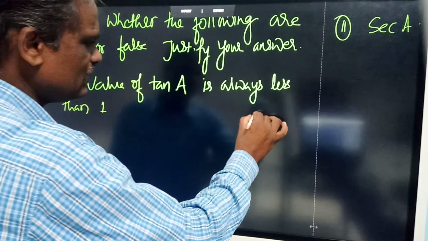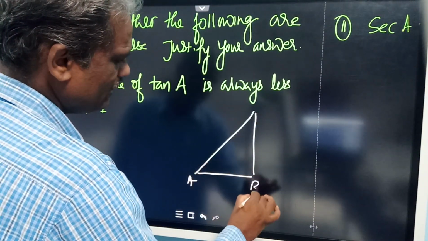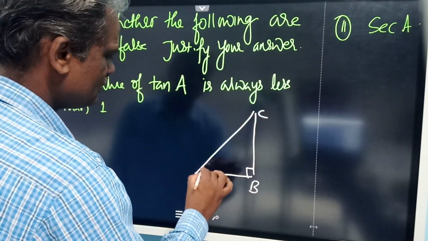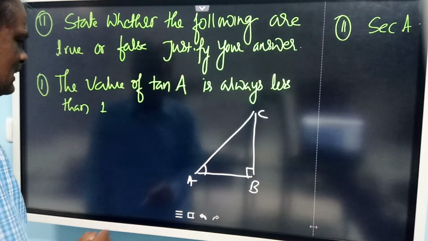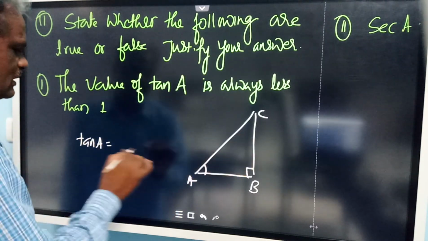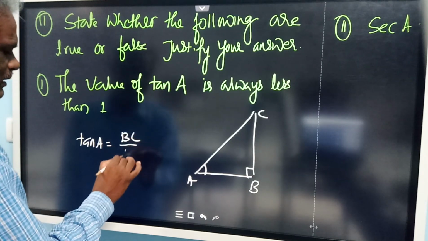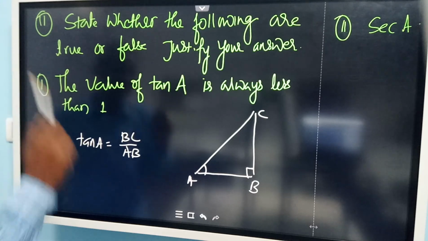Now here the given question: the value of tan A is always less than 1. Let us consider a triangle ABC, right angled at B. So this is angle A, an acute angle. With reference to this acute angle, tan A can be written as the opposite side BC by AB.